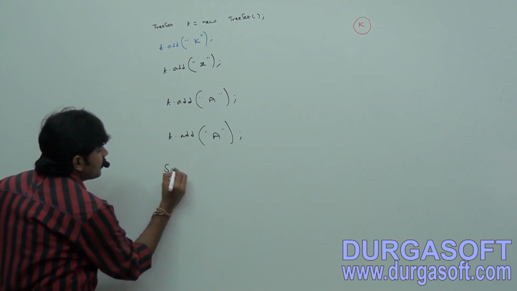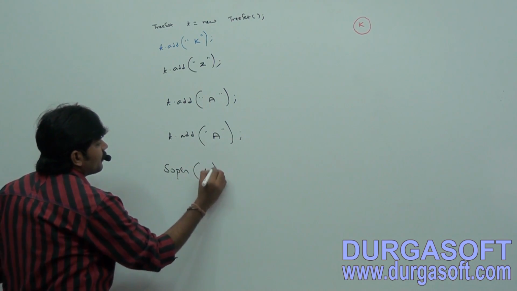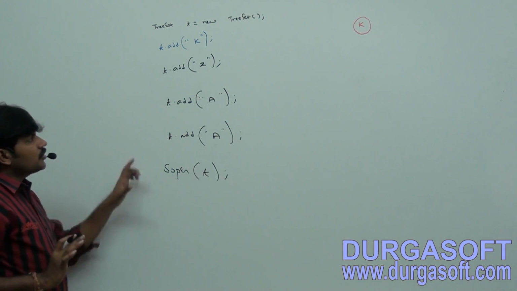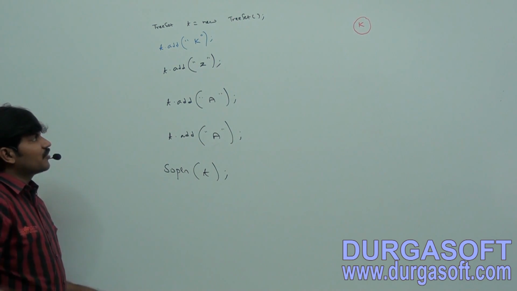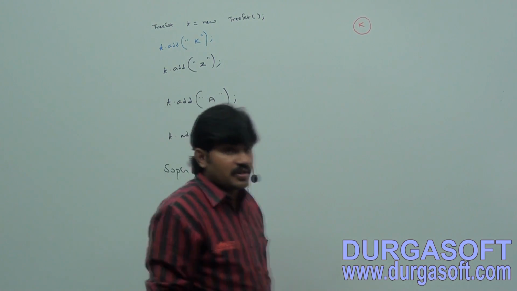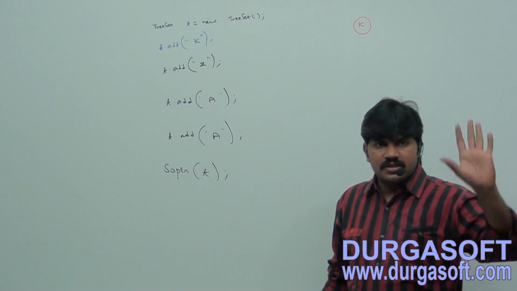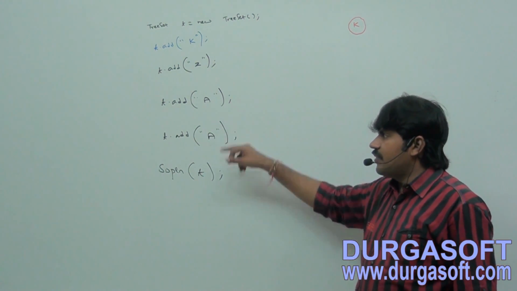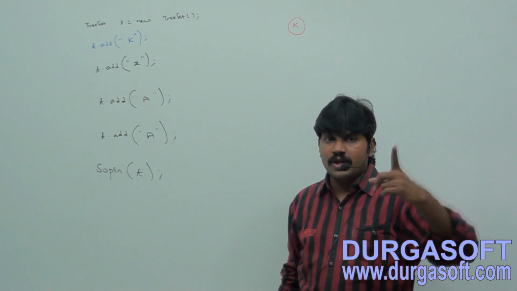And then System.out.println of t. Okay, so can you tell what the answer we are going to get now? If I take it like this, what is the answer? Default natural sorting order: A, K, Z. That's all. How many times will A be inserted? Only one time, because duplicates are not allowed.